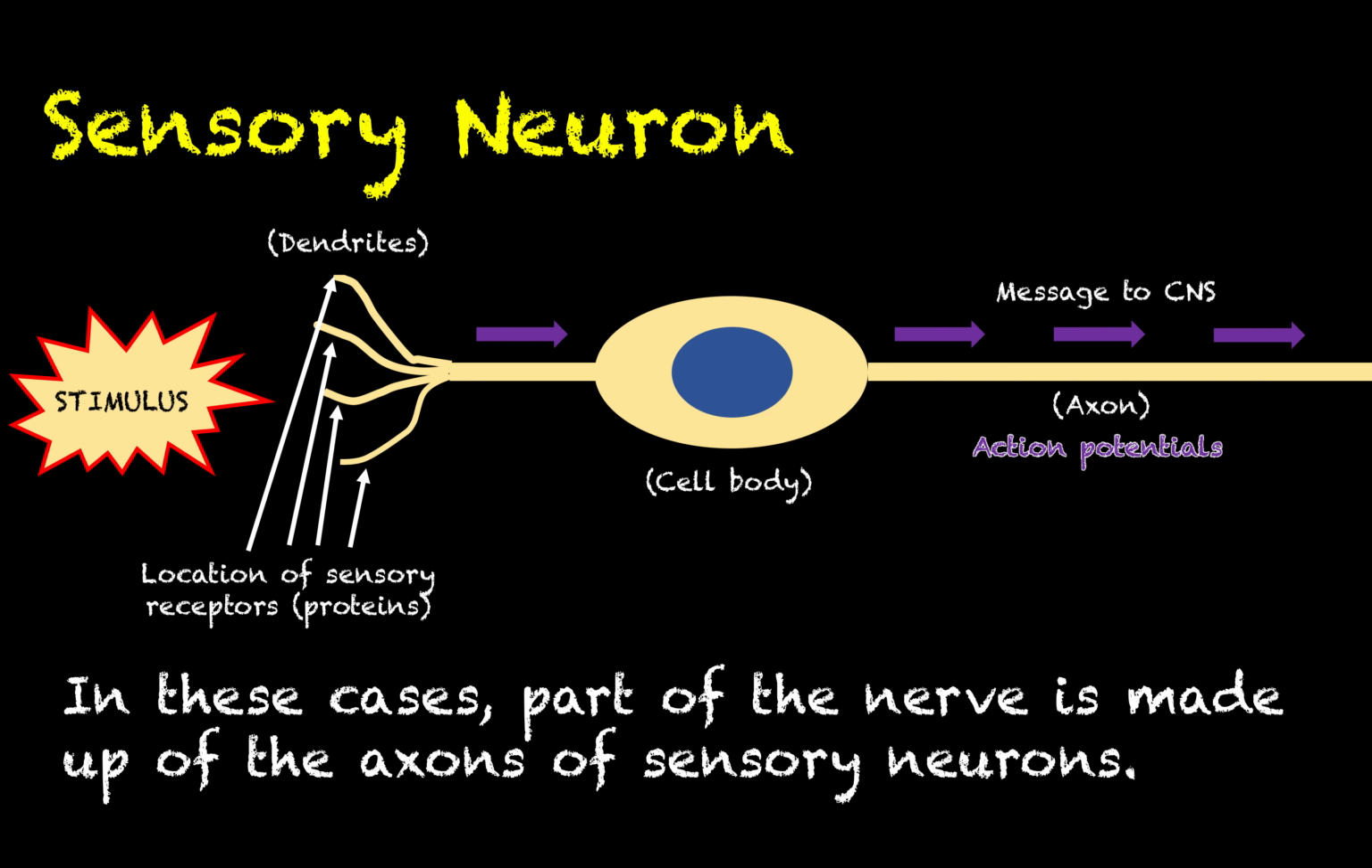So when you think of something like a spinal or a cranial nerve, a big part of those nerves tend to be made up of the axons of these sensory neurons. So we can send a lot of messages back and forth between different parts of the body at any given time.